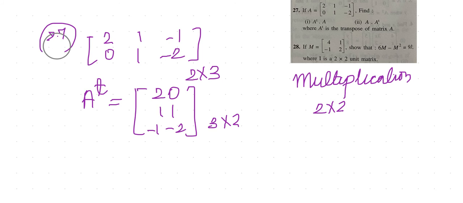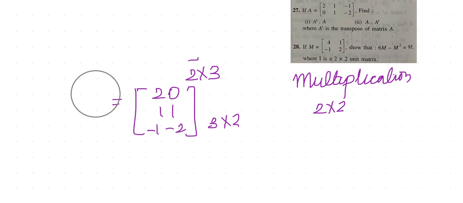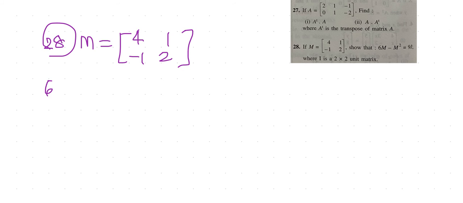Question 28 is also a similar type of sum, children, wherein the value of m has been given. I'll just explain how to do it, so that you can easily take it as homework. Here m is equal to 4 minus 1, 1 and 2. They are asking for 6m, children. So 6m means you multiply 6 with this particular matrix to get your answer.